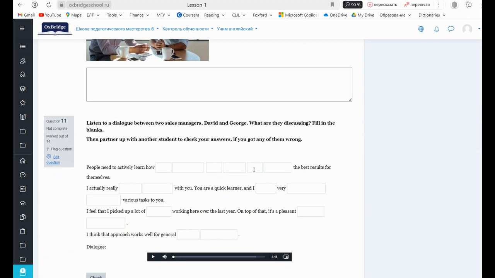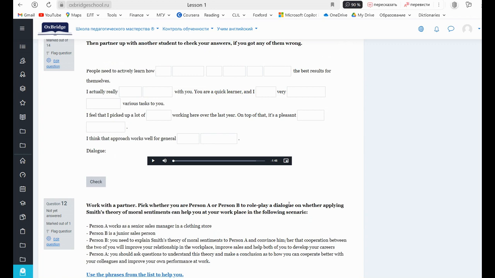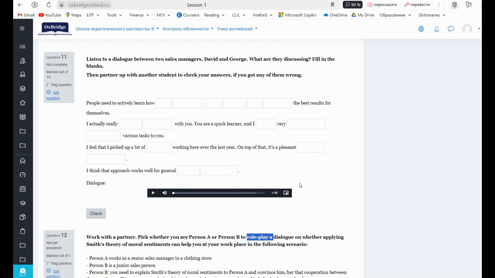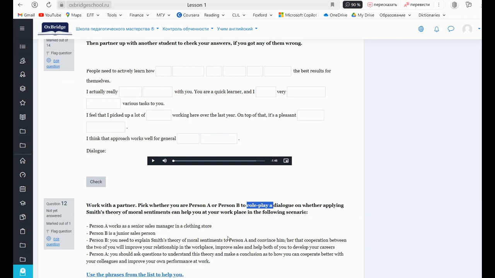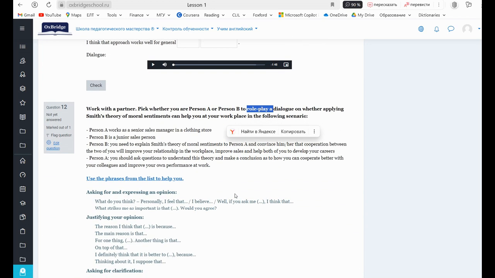So this engages their listening comprehension skills and putting into practice how a theory of moral sentiments can be encountered in our daily lives. Then, once they've listened to this dialogue, they are asked to role play, effectively mimicking the dialogue that they have just heard, but doing it in their own context. They're given a scenario, and also a scaffolding language, a signposting language in terms of the phrases that will be useful for them to learn.